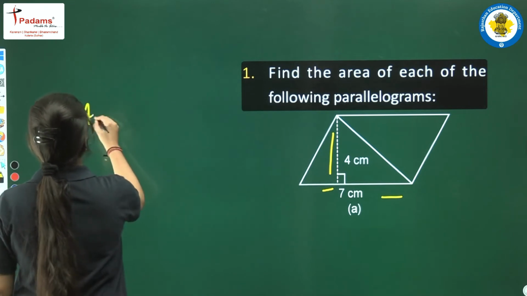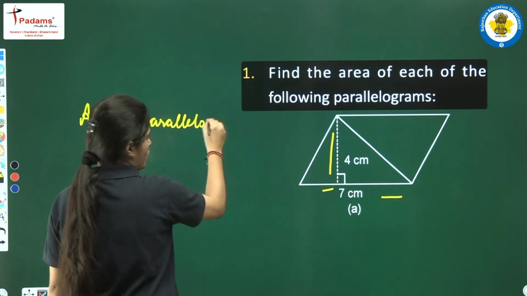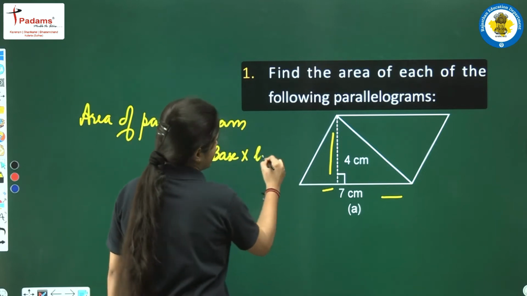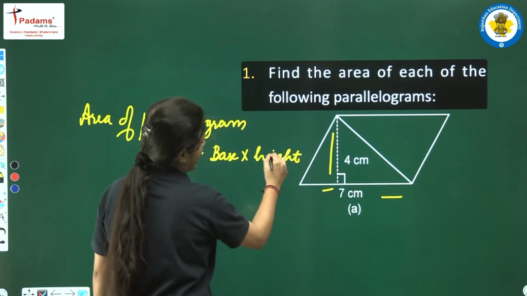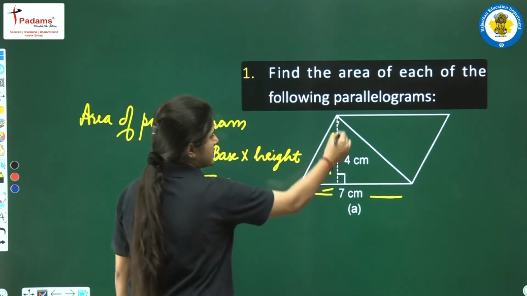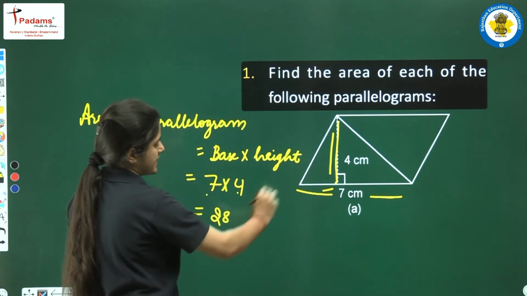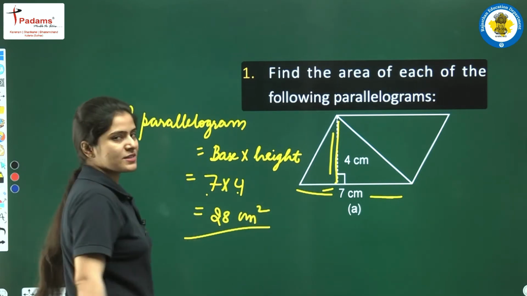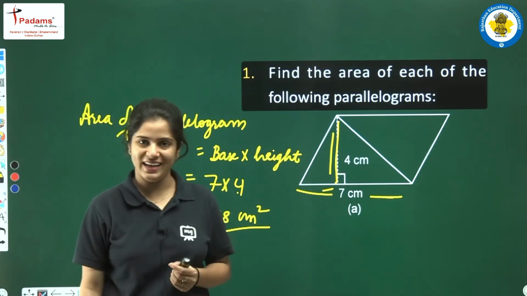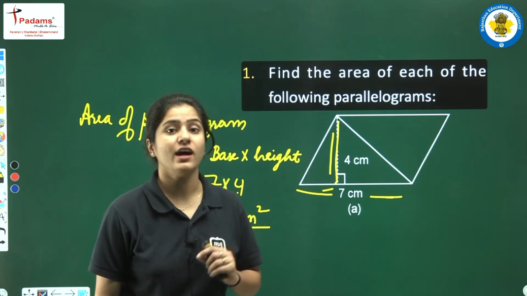So students, area of parallelogram is equal to base into height. This is the formula, you need to learn it. Okay, what is the base, students? This is 7. And what is the height, students? This is your height, this is 4. So 7 into 4 is equal to 28 centimeter square. Why centimeter square, students? Because we all know that the area is concerned with the unit square. Okay, जो भी हमें यूनिट दे रखी होती है उसका स्क्वायर करके ही उसका एरिया का यूनिट आता है.